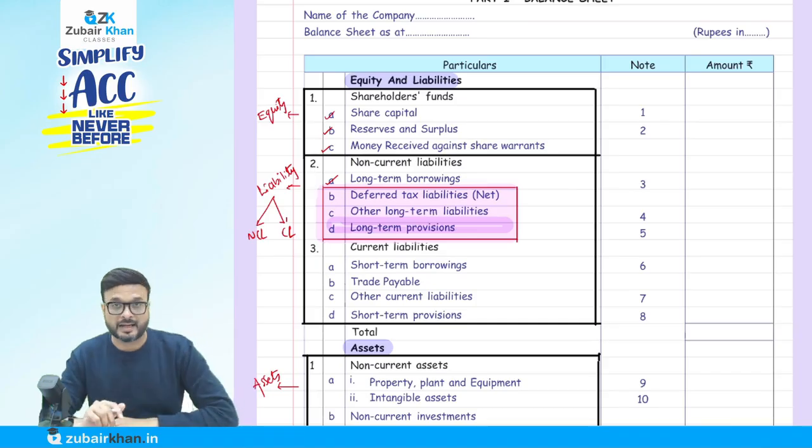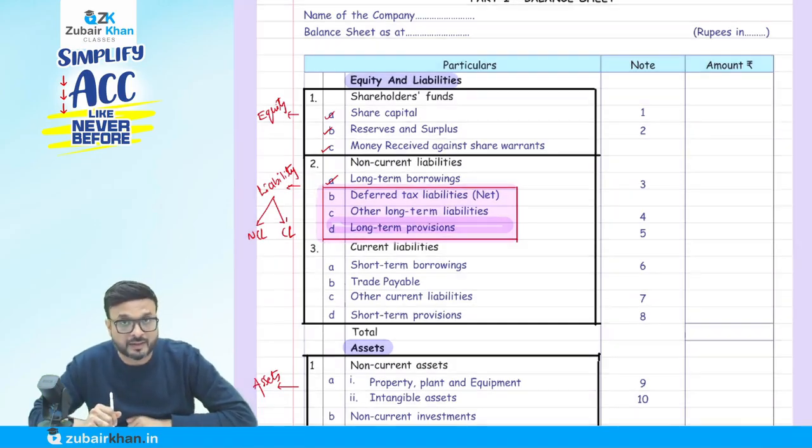Now understand this part. The deferred tax liability is going to be covered by Accounting Standard 22. Now it is other long-term liability, any liability other than borrowing. Any borrowing is going to come in long-term borrowing. They will give you this one, not these three.